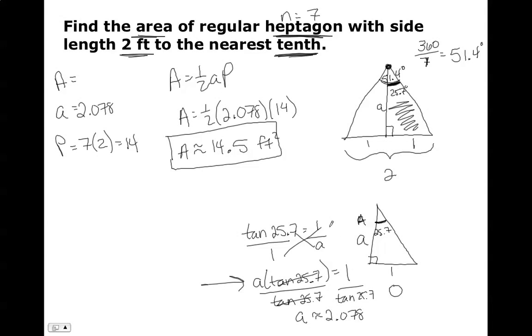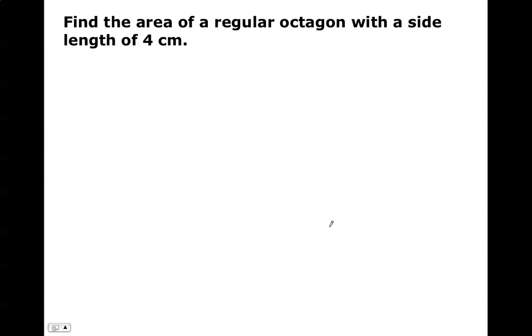Let's look at one more example. Now we want to find the area of a regular octagon, so we know that n is 8 with the side length of 4 centimeters. So we know area equals 1/2 the apothem times perimeter. Make our list of variables. Perimeter, we have side length of 4, we have 8 of them, so we know our perimeter is 32.